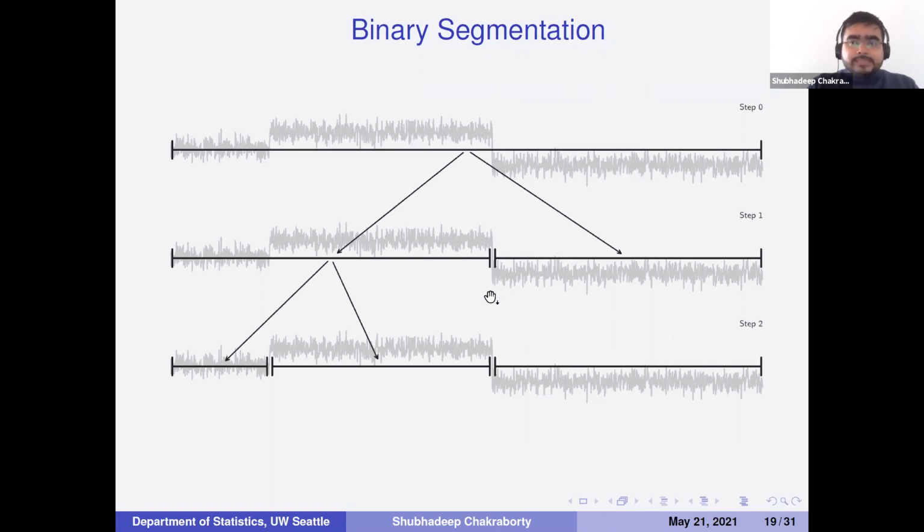Then based on that change point location, split or segment the entire data sequence into two segments or two sub-intervals. Hence the name binary segmentation. For each of the bisected sub-intervals, keep continuing the procedure until no further change point is detected. So that's the overall idea of binary segmentation.